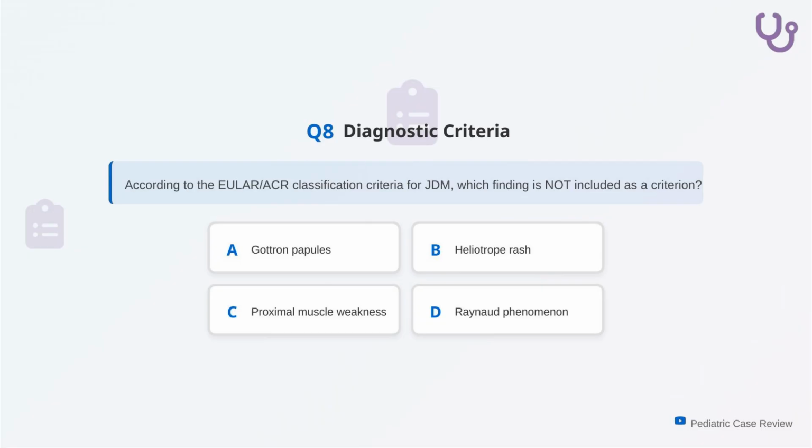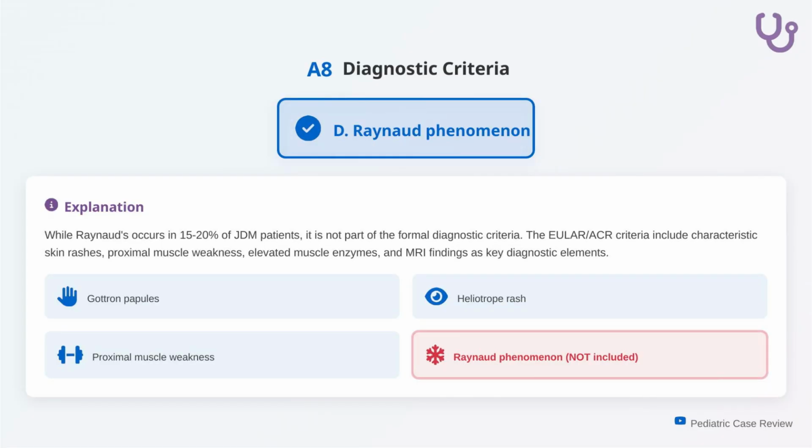A. Gottron papules. B. Heliotrope rash. C. Proximal muscle weakness. D. Raynaud phenomenon. The correct answer is D. Raynaud phenomenon. While Raynaud's occurs in 15 to 20% of juvenile dermatomyositis patients, it is not part of the formal diagnostic criteria. The European League Against Rheumatism and American College of Rheumatology criteria include characteristic skin rashes, proximal muscle weakness, elevated muscle enzymes, and MRI findings as key diagnostic elements.